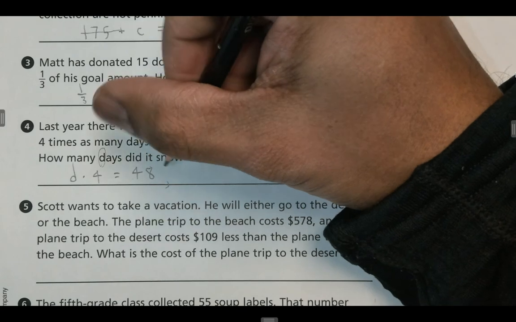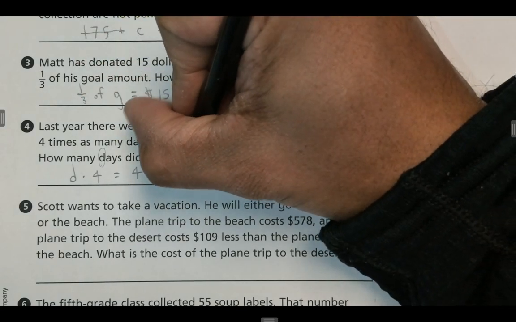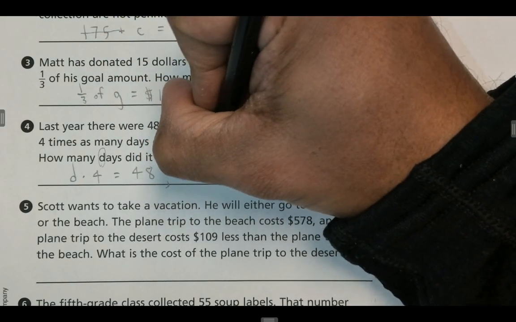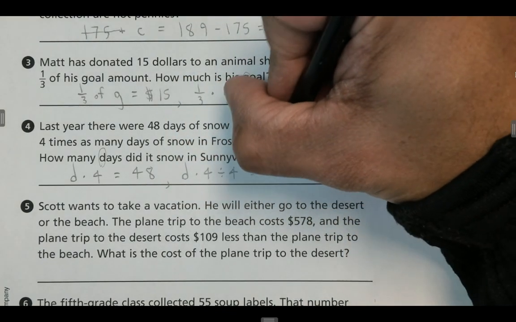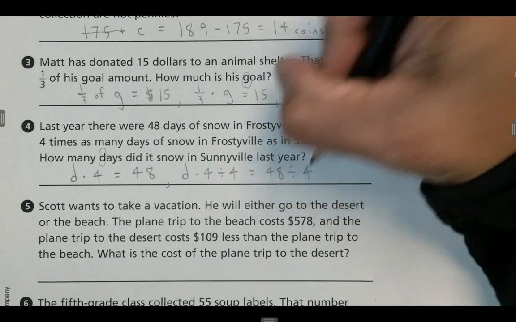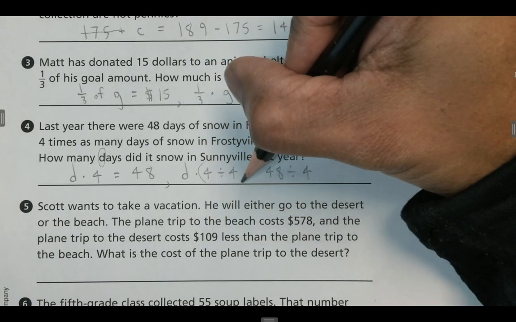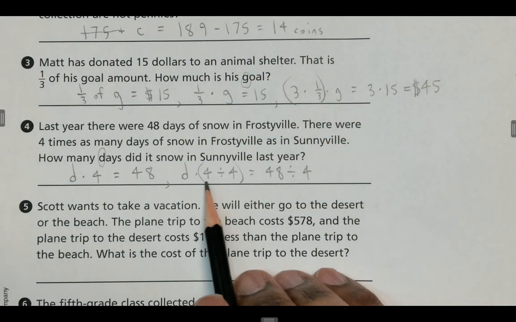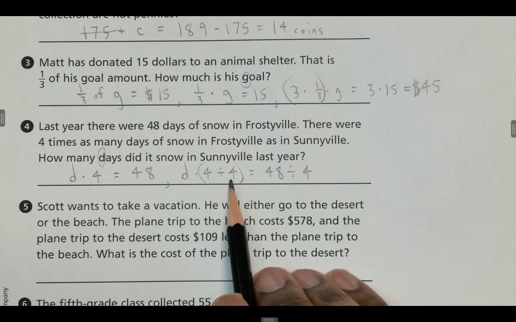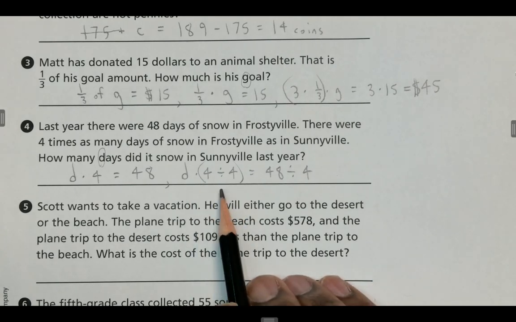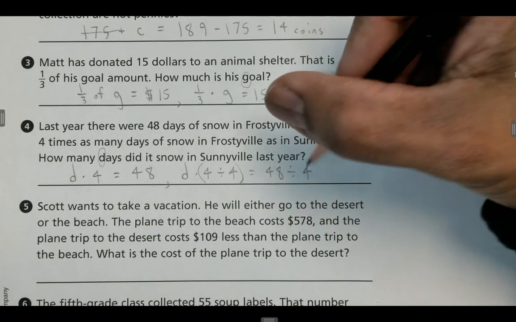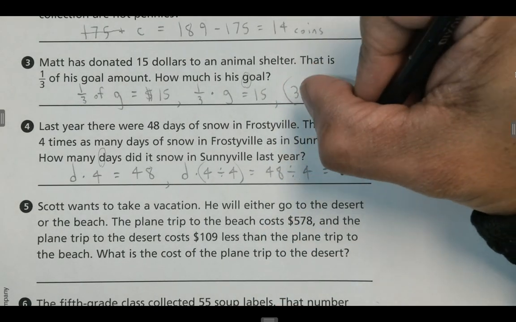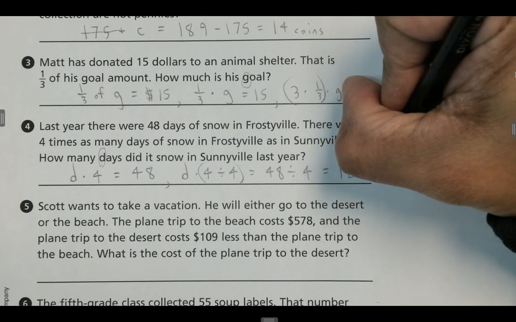What I do to one side, I must do to the other. So D times 4 divided by 4 equals 48 divided by 4. This 4 divided by 4 is 1. D times 1 is just plain old D. Over here, 48 divided by 4 is 12. 12 days.